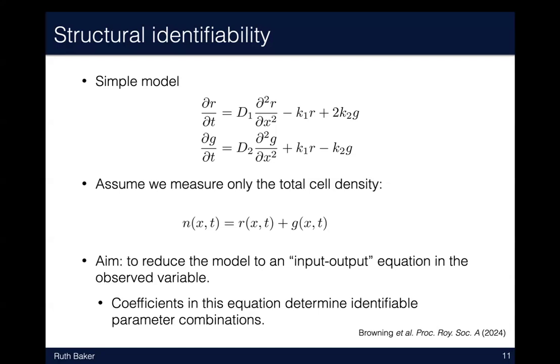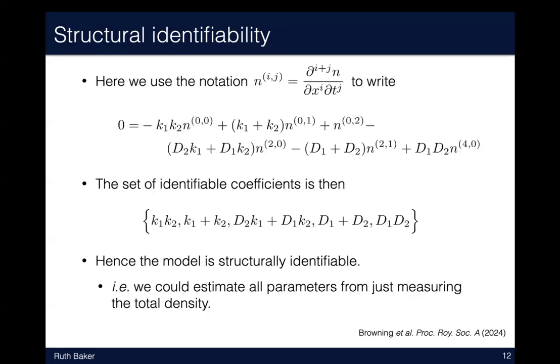One of the questions you might ask is actually, do I need to measure the density of red cells and green cells separately? Or could I estimate all of the parameters of this model just by looking at the total cell density? Because that wouldn't require me to have this reporter in the cell line. Okay, so the question is, can we reduce that model to an input-output equation in this variable n? Because again, then these coefficients are going to determine these identifiable parameter combinations.